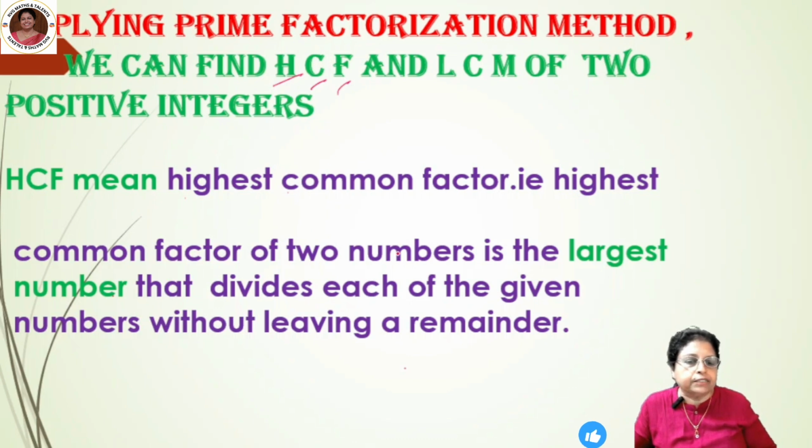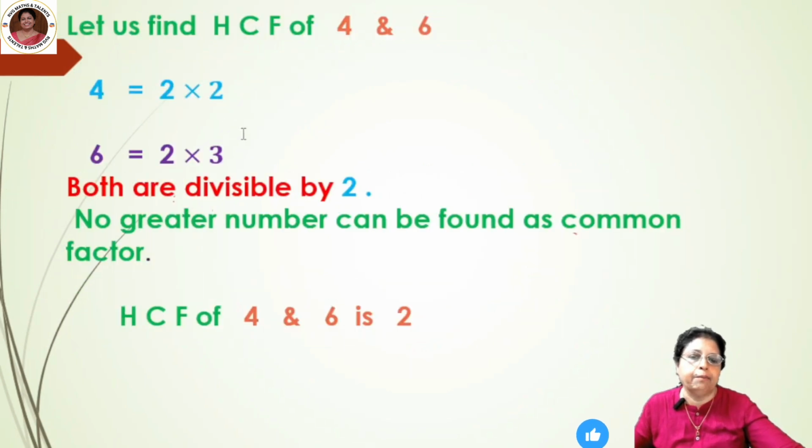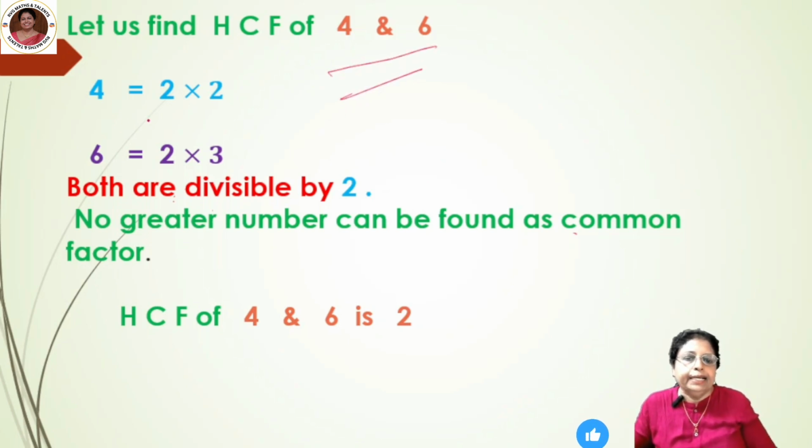Highest common factor of two numbers is the largest number that divides each of the given numbers without leaving a remainder. So, let us see an example. Let us find HCF of 4 and 6. Two numbers are given, 4 and 6. Then we are factorizing this. Already we have studied how to find HCF.